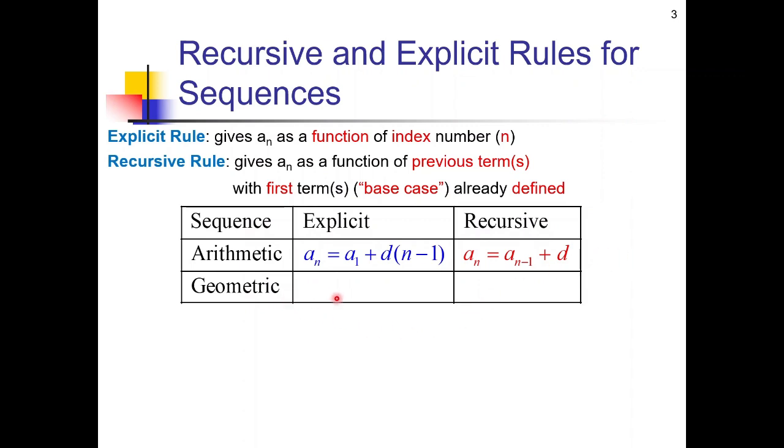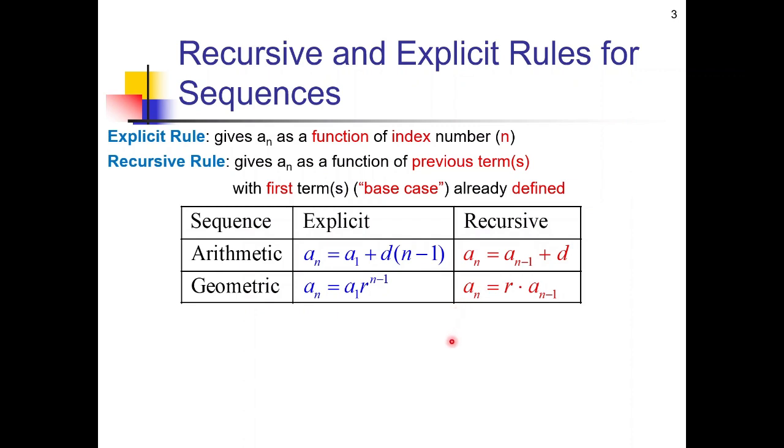Now, the explicit rule for a geometric sequence is a sub n equals a sub 1 times r to the n minus 1. So we have this common ratio that we're multiplying by. The recursive version of that, since with a geometric series you just keep multiplying by the same number over and over again, we're going to take that number, r, and we're just going to multiply it by the last term, a sub n minus 1. And this is the recursive version of a geometric series.